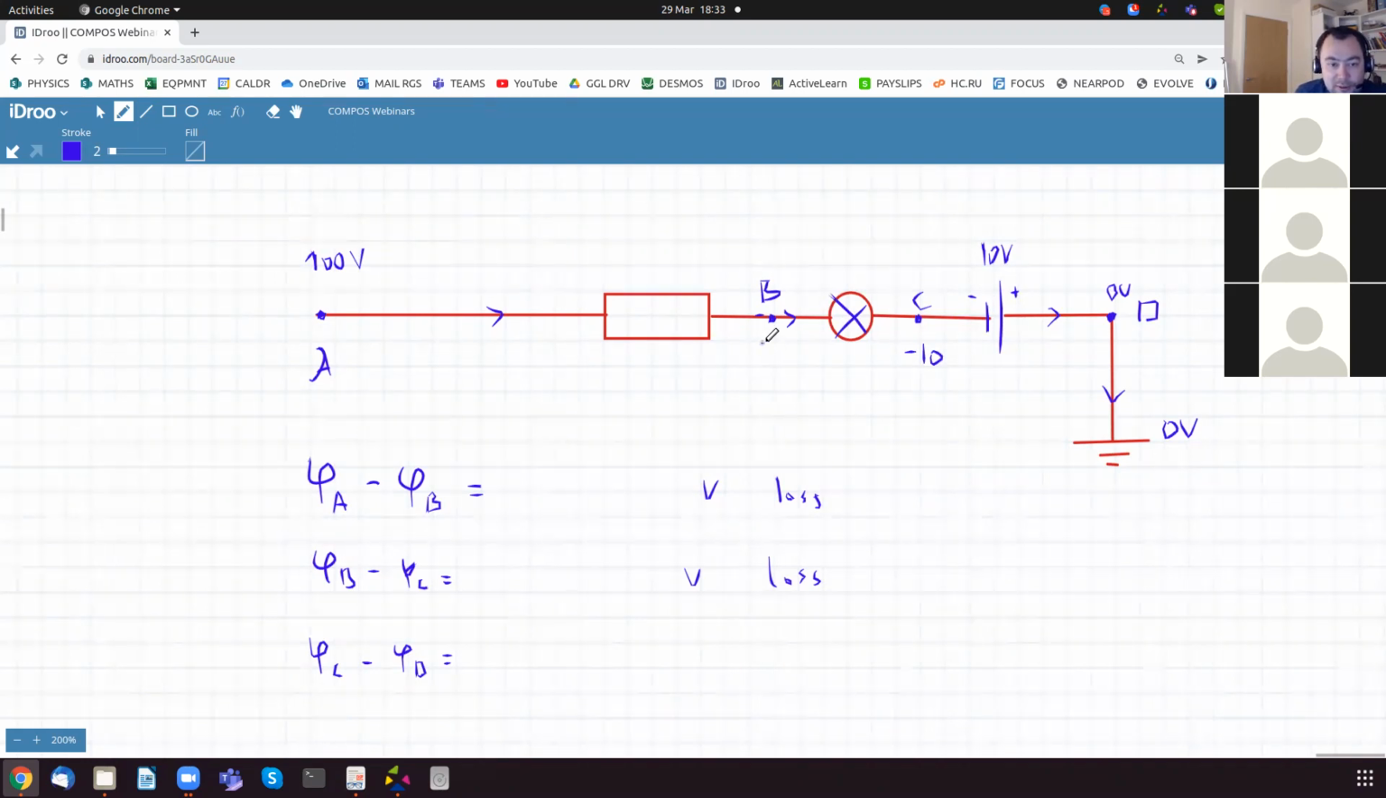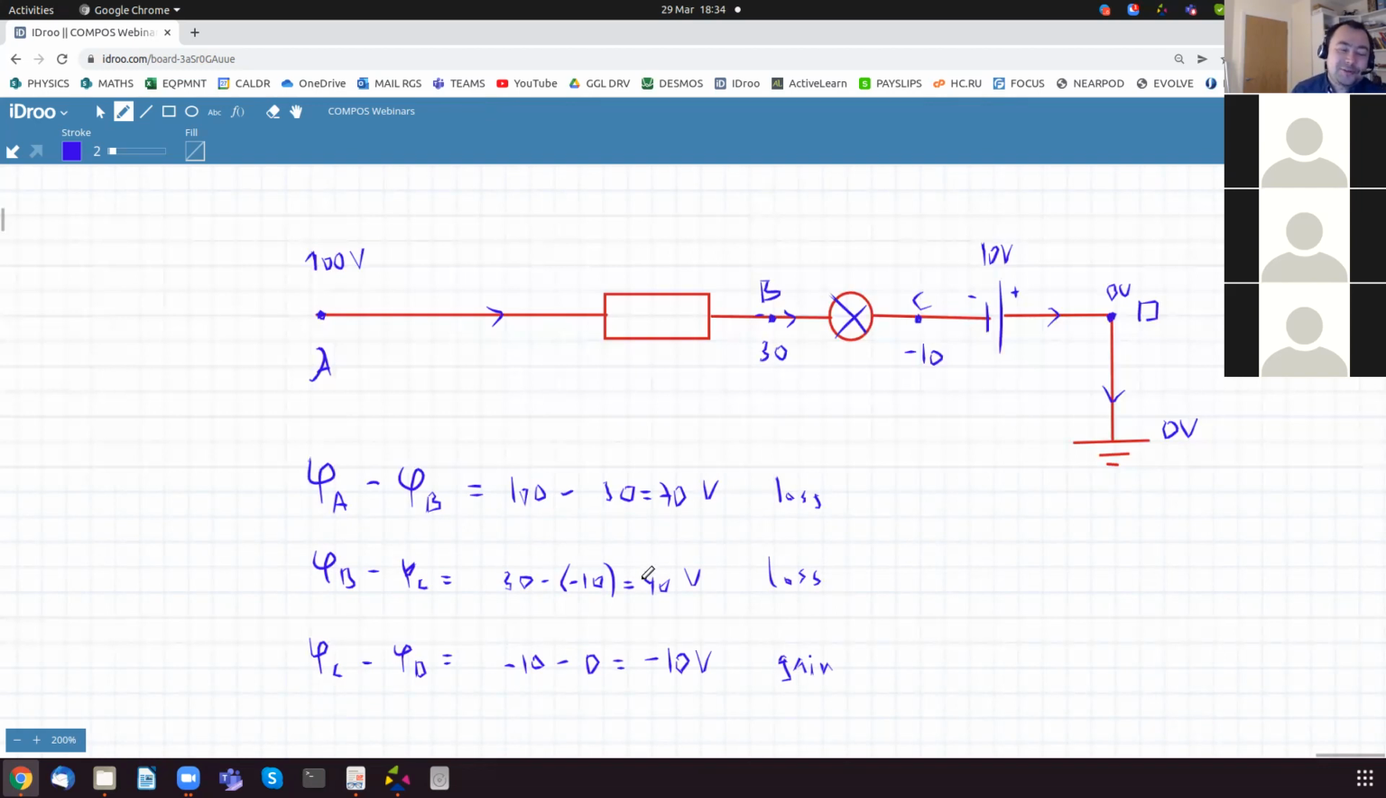Let's say this is 30. Okay, so this is 100 minus 30, which is 70 volts. That's a loss, and it's positive. And 30 minus 10, that's 40 volts. That's a loss again, and it's positive. And the battery, we're going C minus D. So it's minus 10 minus 0. So it's minus 10 volts, and that's a gain in potential. So the gain is negative, and the drop is positive.